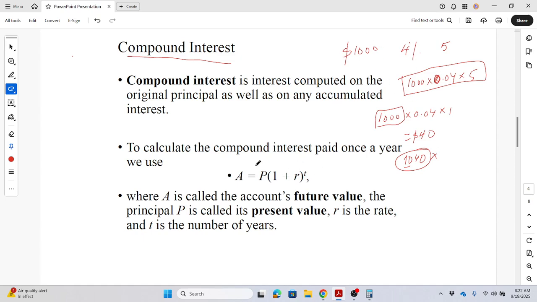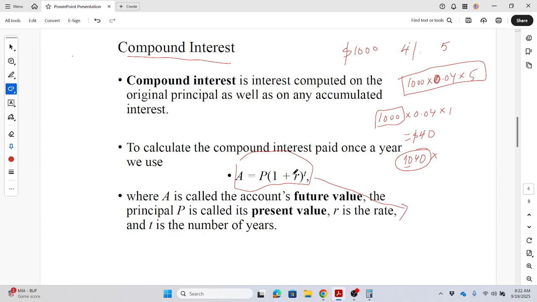The answer is yes. To calculate the compound interest paid once a year, this is the simple formula: principal times 1 plus rate, to the power of the number of years. For example, in this scenario, if you are investing $1,000 with a 4% interest rate for 5 years, compounded yearly, this is just for the yearly case.